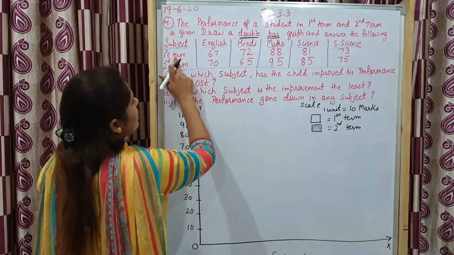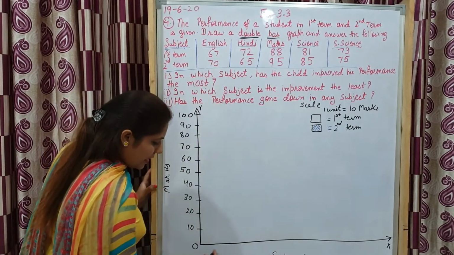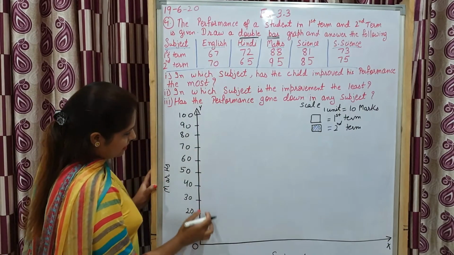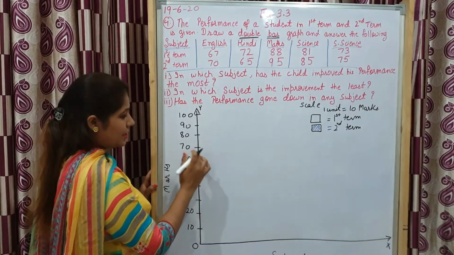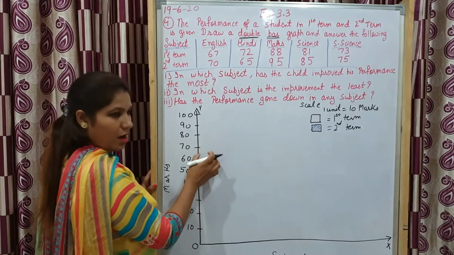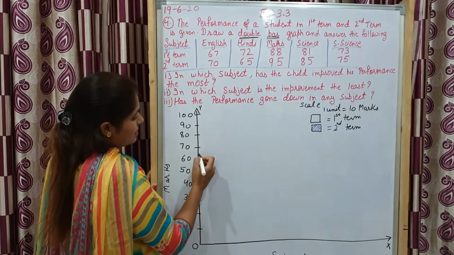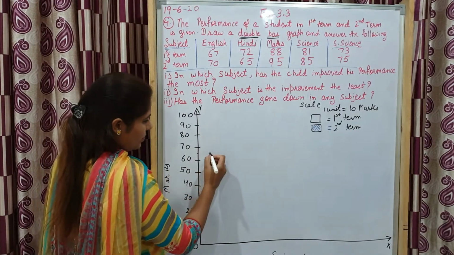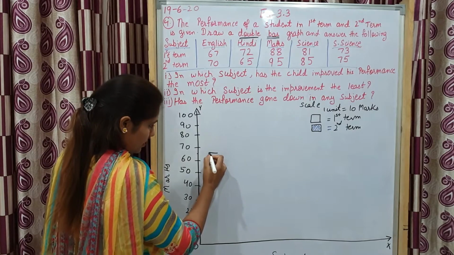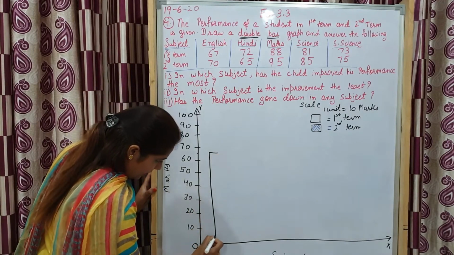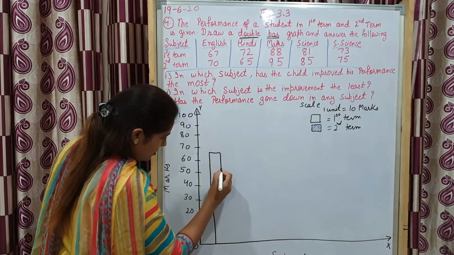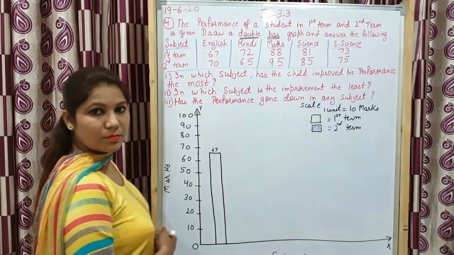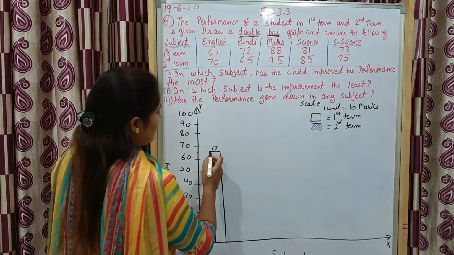Now see student, first term mark 67. Again we will leave one box, then we will start 67. See student, 67 is between 60 and 70. Now 10 lines are there in your graph copy. Then 67 will be, here it is 65, more than 65. So somewhere here, that is 67. By using the scale I will draw it. This one is 67 student. Here it is 67.